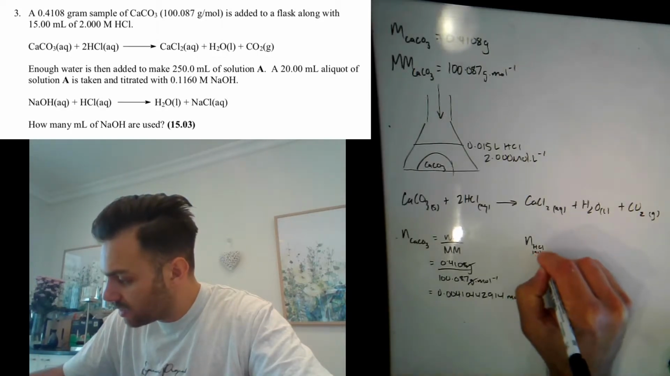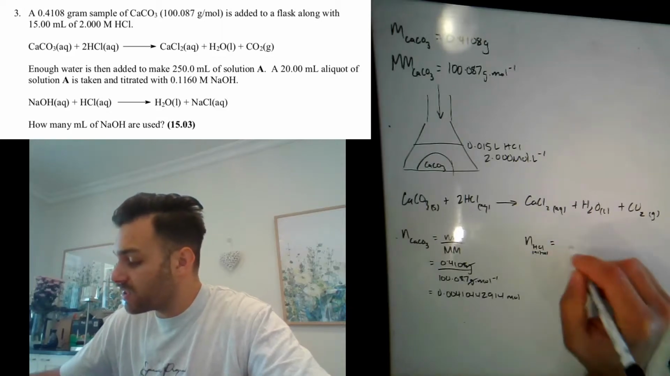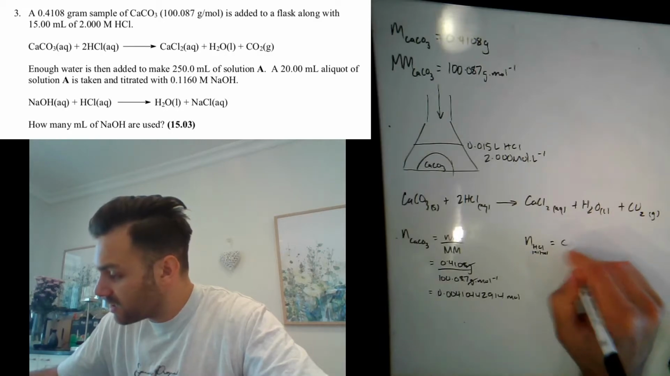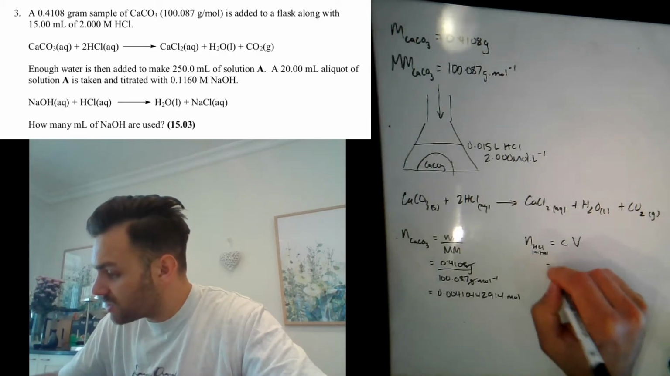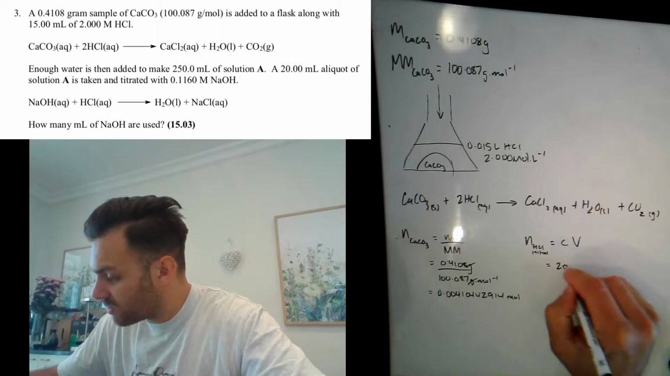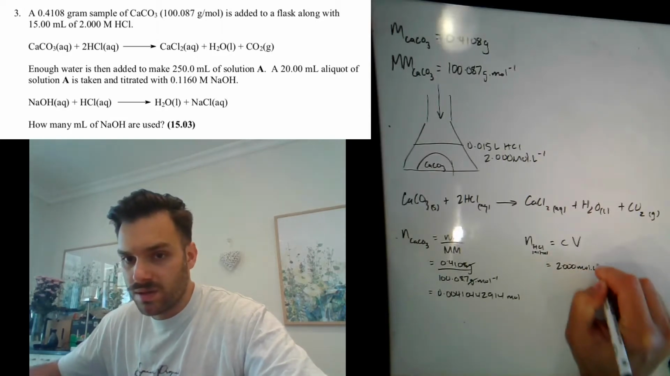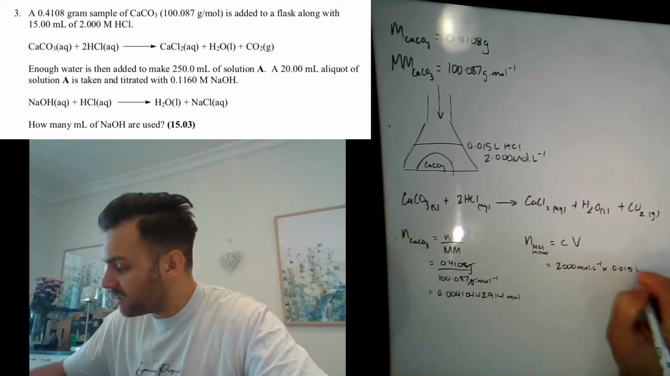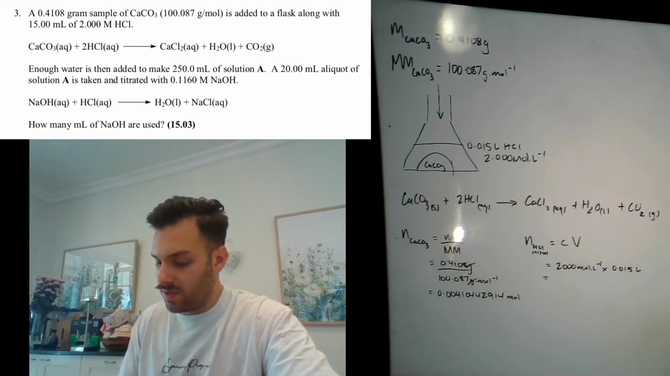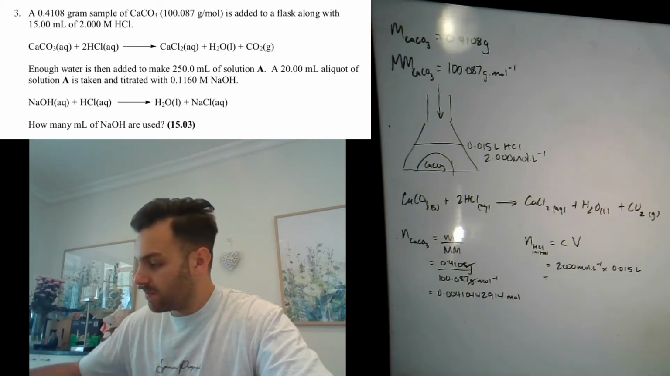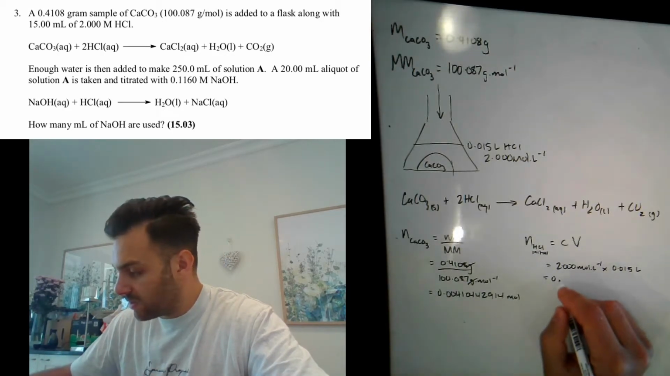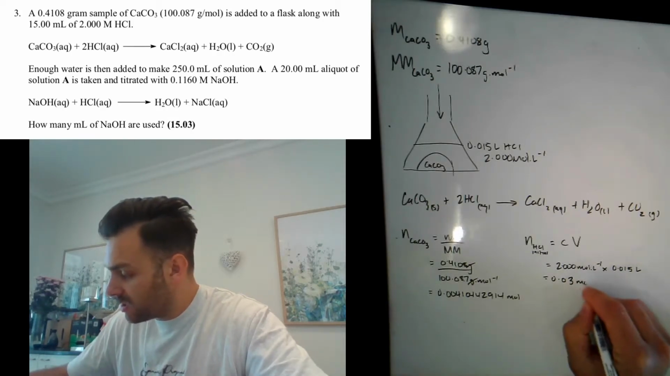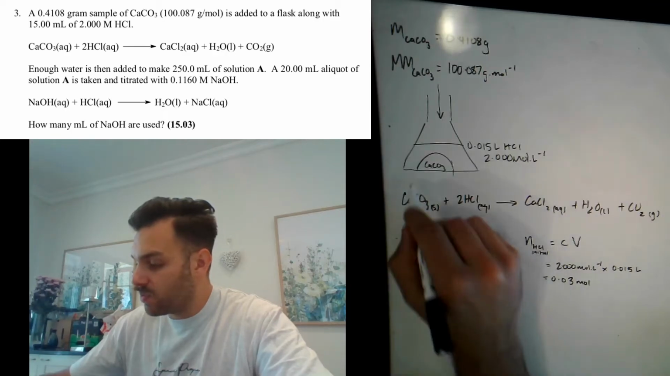Okay, let's work out a number of moles of HCl now. We'll call it initial. Our number of moles of HCl initial, okay, well we've got a concentration and a volume here. So this is equal to CV, which is equal to, our concentration is 2.000 moles per litre. And our volume is 0.015 litres. So 2 times 0.015, didn't need a calculator for that, 0.03 moles.